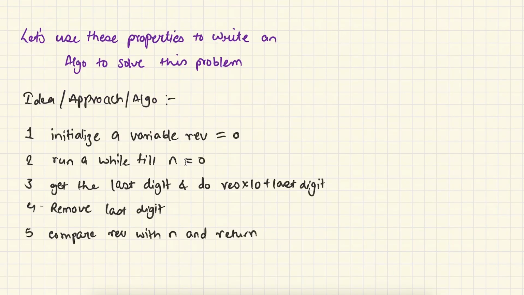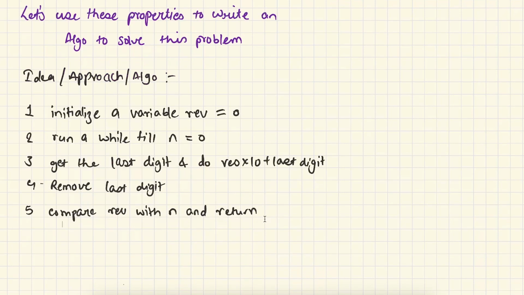So now let's use these properties of 10 and try to write an algorithm that takes n as an input and checks if a number is palindrome or not. So let's discuss the idea. The idea is simple. First, we initialize a variable reverse with 0 and we run a loop, and in each iteration we check if n is greater than 0 or not. If n is greater than 0, then we do a few things: we get the last digit of the number, we do some calculation to get the reverse of the number, and then we simply remove the last digit. And we repeat this process until n becomes 0.